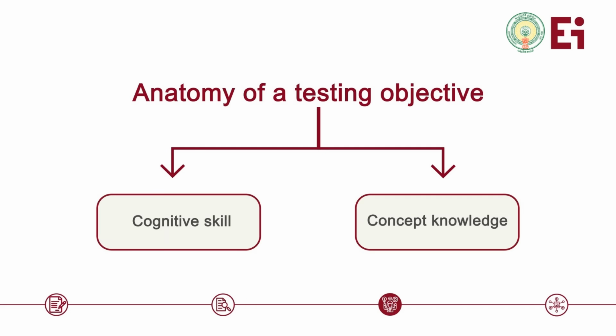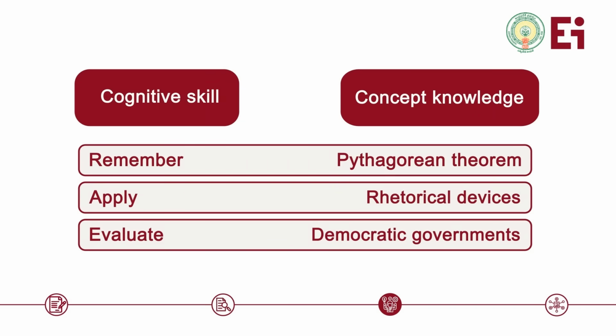So we can say that the structure or anatomy of a testing objective will have two parts: cognitive skill and conceptual knowledge. Can you use the cognitive skill and its corresponding concept knowledge to now frame a testing objective? Yes, it will be: to remember Pythagorean theorem. The second will be to apply rhetorical devices. Similarly, the third will be to evaluate the role of democratic governments.